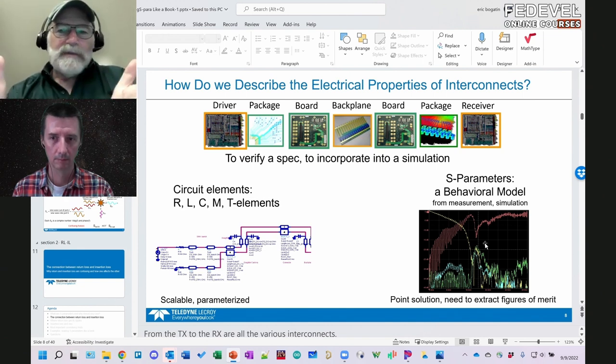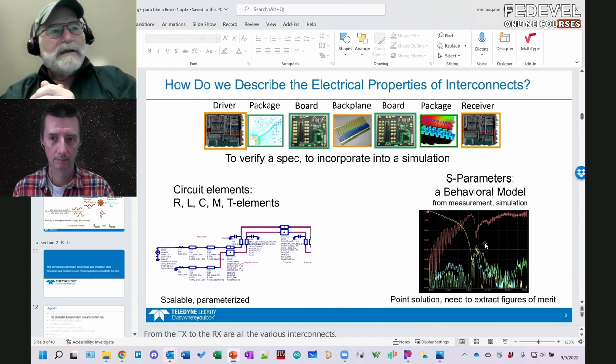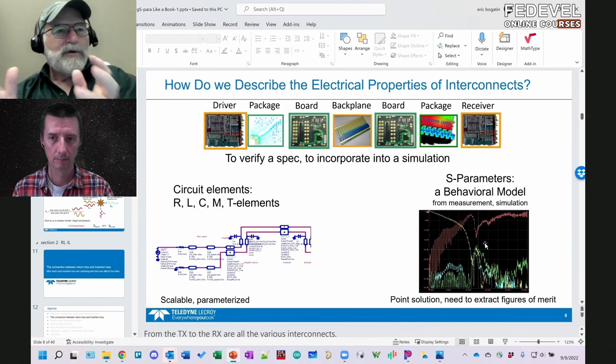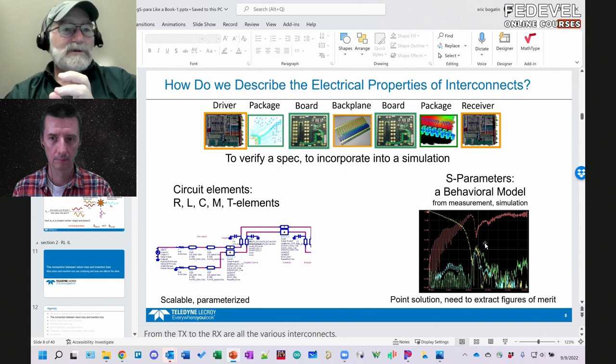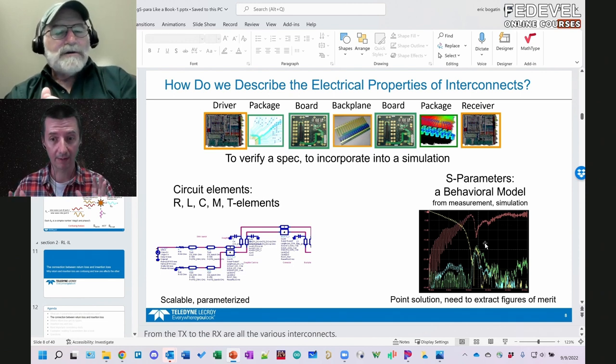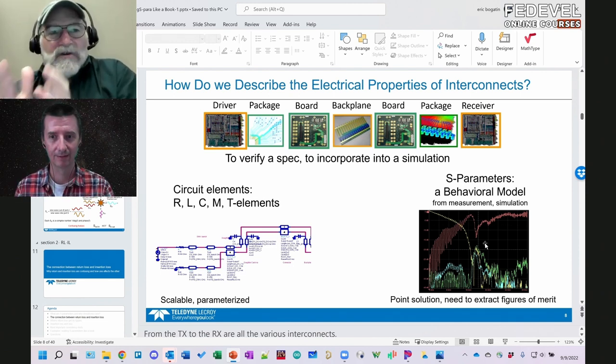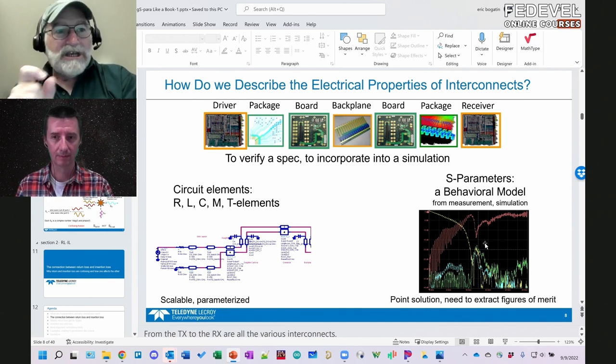And depending on the tool and the complexity, it'll take 1 minute to generate all the S parameters at all those frequencies. It could take an hour or it could take a day to calculate all of those S parameters at all the different frequencies if the geometry is really complex. Okay. And so, it is only for that structure. If I want to make a change in that structure, I have to start over again.